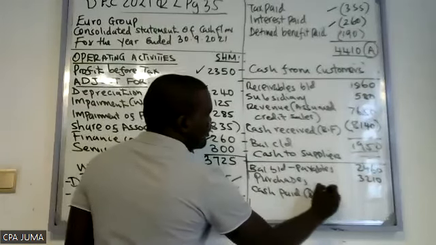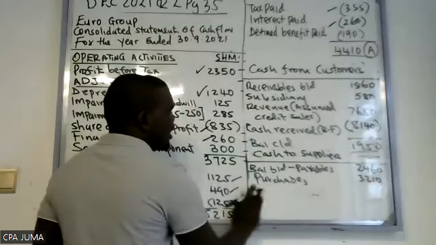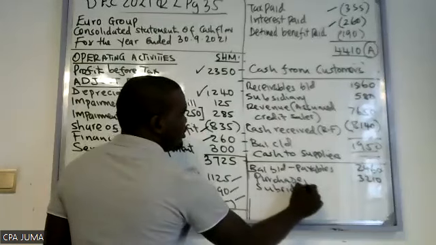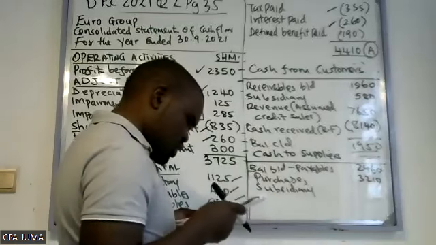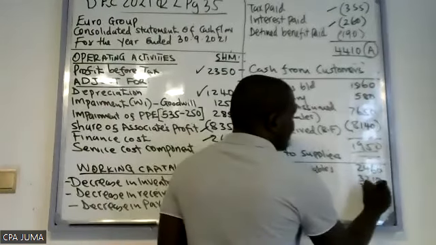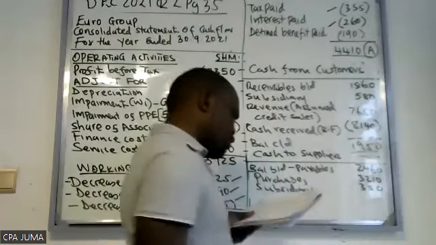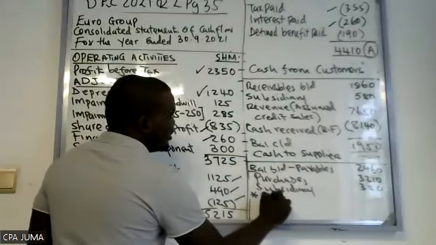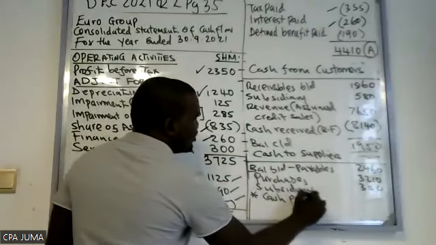BS. Subsidiary. Subsidiary came with payables of 350. Subsidiary came with 350. Balancing figure is the cash paid.